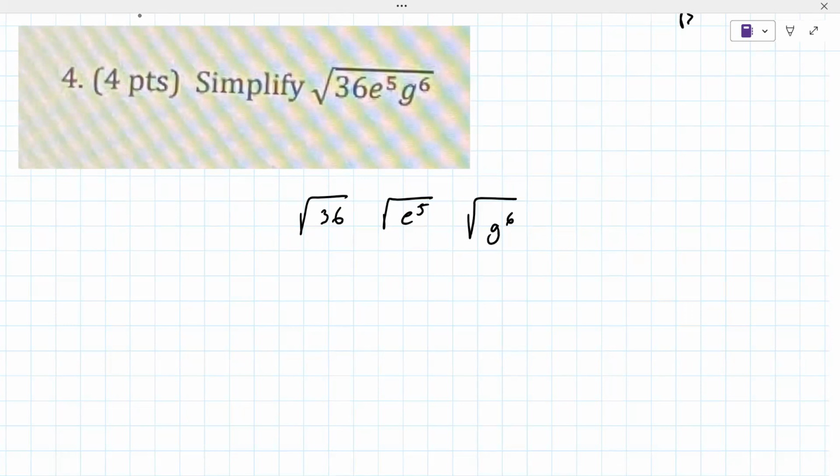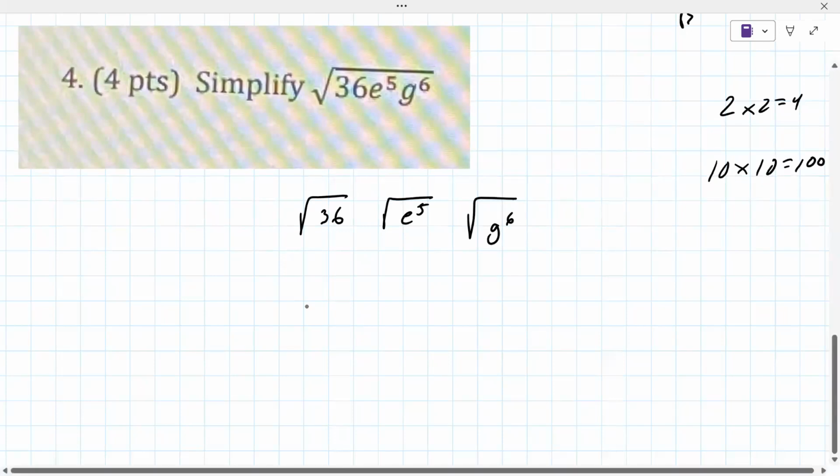Would it be 25? Square root of 36. What number times itself, squaring, gets you back to 36? One number to get you back to 36. Yeah, number times itself. For example, like 2 times 2 is 4. That's not big enough. And 10 times 10 is 100. That's too large. So somewhere in the middle. Six. That's right. So this is 6.